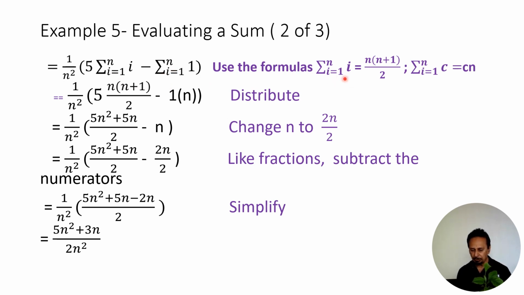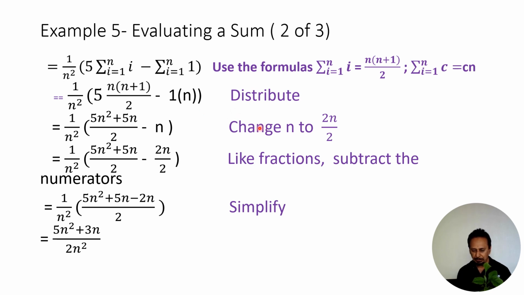So we need two formulas. For the first, we can use the summation of i equal to n times n plus 1 over 2. For the second one, we can use the summation of c, i from 1 to n, equal to cn. So we can write this 5 times n times n plus 1 over 2, and this should be what? c is 1, so it's 1 times n.